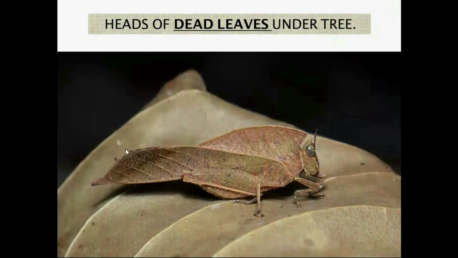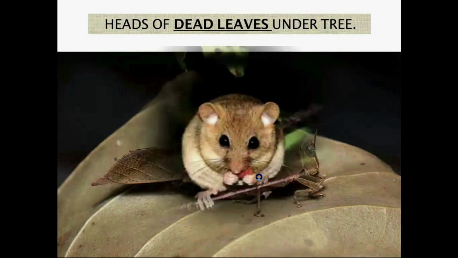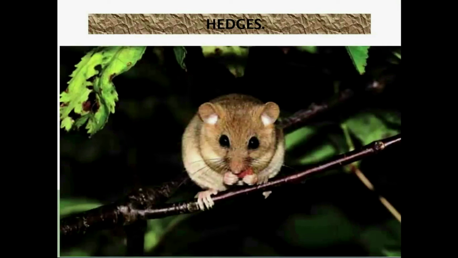You can see there is a dead leaf, and on that dead leaf there is an insect who looks very similar to this dead leaf. Such sort of animals live under those dead leaves, and they use remaining food of the plant to feed them. Then there are animals who like to live in hedges, like this little guy. He's living in a hedge and protecting itself from any other bigger animal who can harm him.